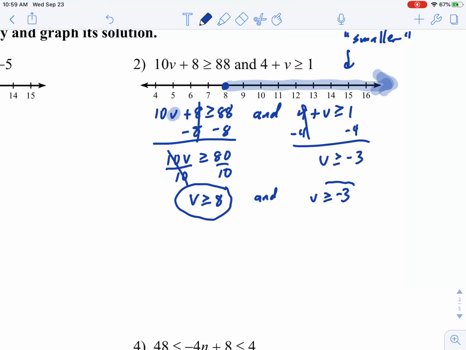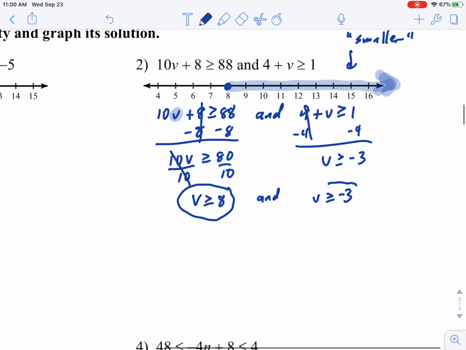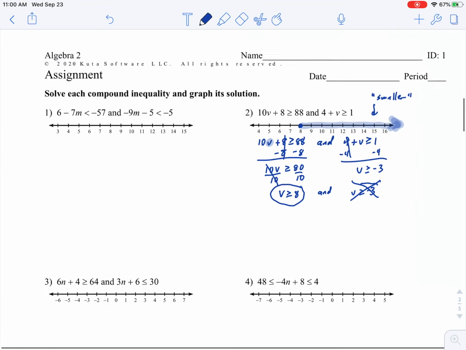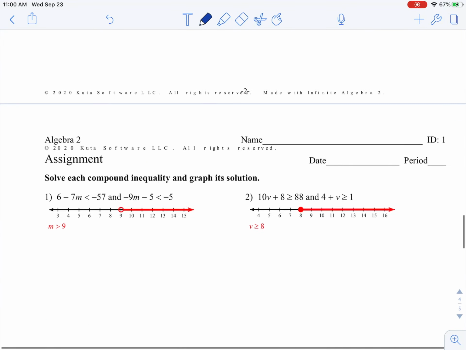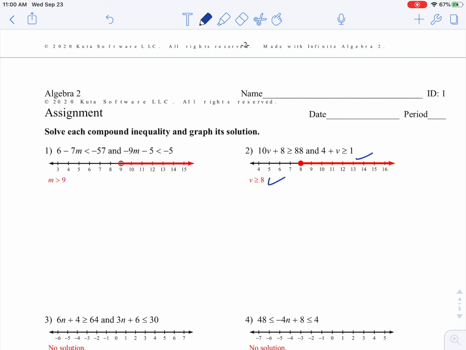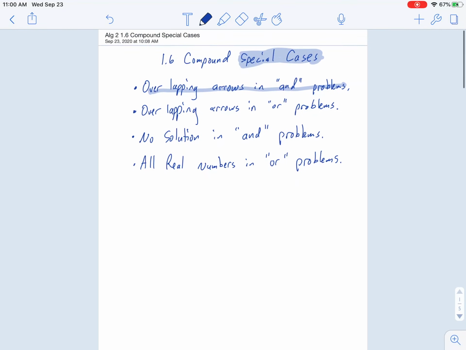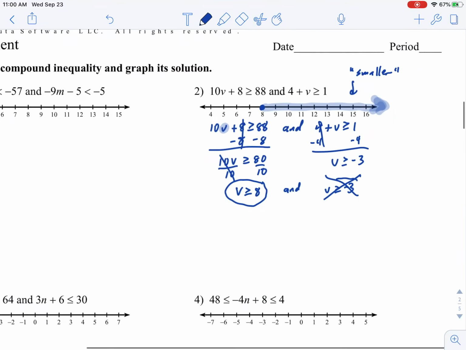V is greater than or equal to 8. That's the letter V. V is greater than or equal to 8. The V is greater than or equal to negative 3. All of these numbers over here do not fit the and part of the statement. So they are no good. It's sort of like extraneous solutions that we had before. We do not count that as part of the answer. Only v is greater than or equal to 8. So let me go down to number 2 and make sure I did it right. Yep, right there. So overlapping arrows in AND problems, you only use the smaller arrow, or the one that's overlapped, the one where the shading happened twice.